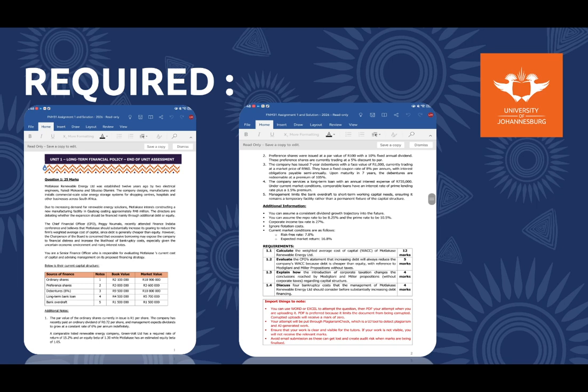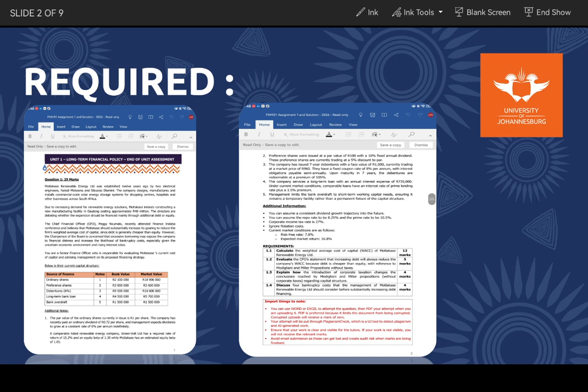So once you read this, you can assume some questions that may arise in the required before you even get to the required, right? Preference shares were issued at par value of 100 Rand and a 10% fixed annual dividend. These preference shares are currently trading at a 5% discount to par. And then the company has issued 7-year debentures at face value.